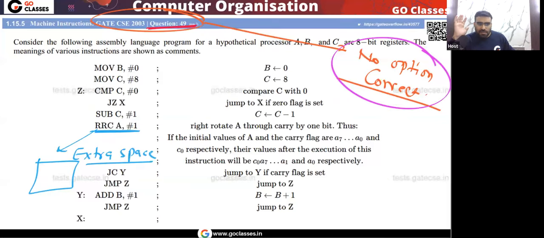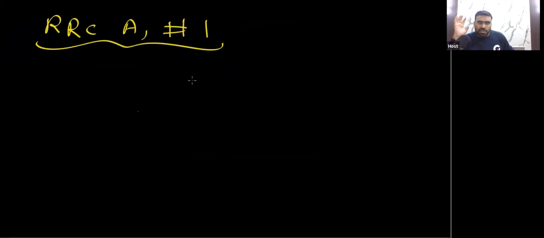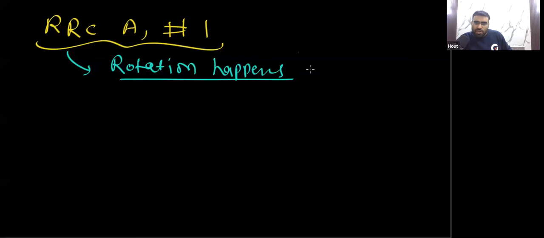What they are saying, you will see in their notes, is that in right rotate carry A1, the rotation happens through some extra space. This is the concept they will teach. They will teach you that rotation happens through extra space, not through carry.